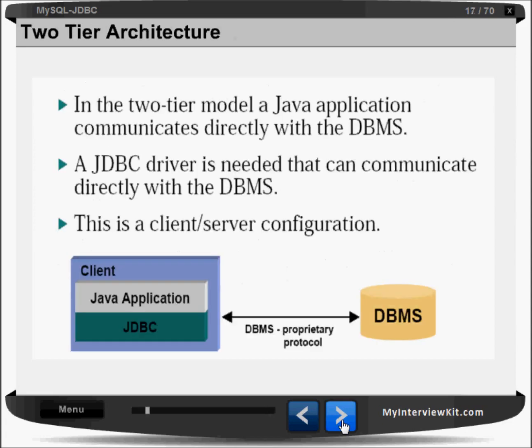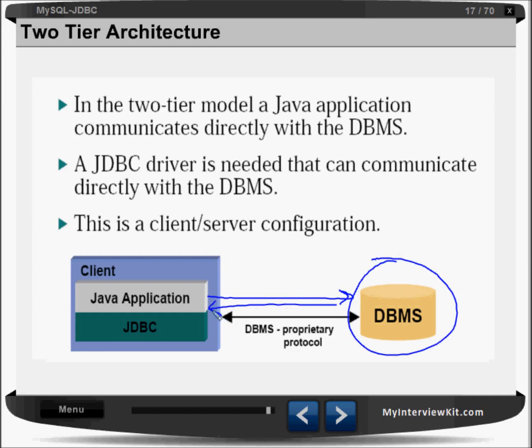connections, pooling and all. Now, in the two-tier model, a Java application communicates directly with the DBMS. A JDBC driver is needed that can communicate directly with the DBMS. So you need one JDBC driver which helps us to communicate with the database. And you can see this client server configuration. So the client is requesting to the server, and suppose I have a database server here which is in MySQL. So this client is connecting and then getting some response from the server, right?